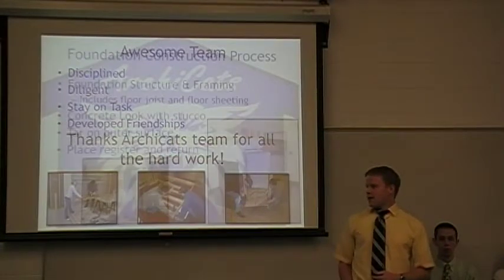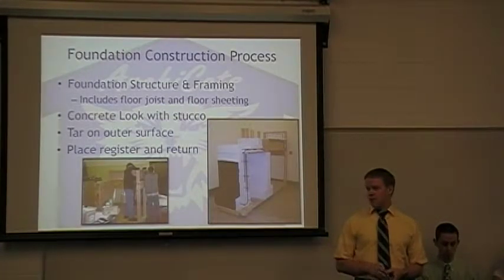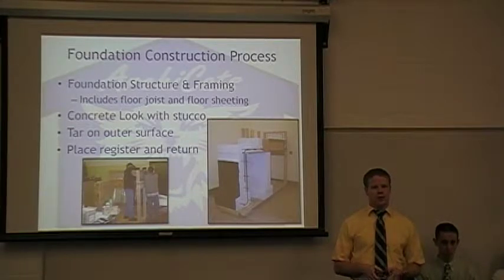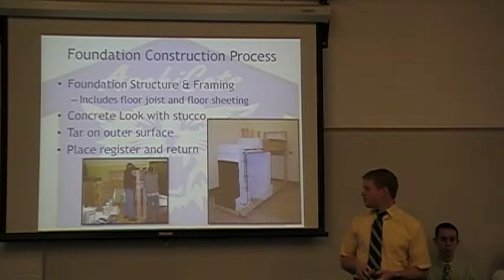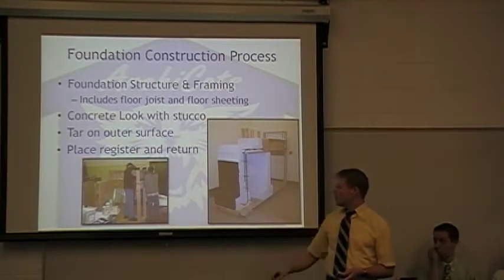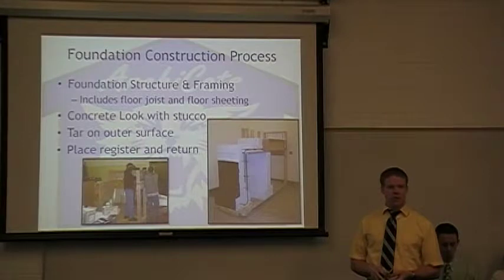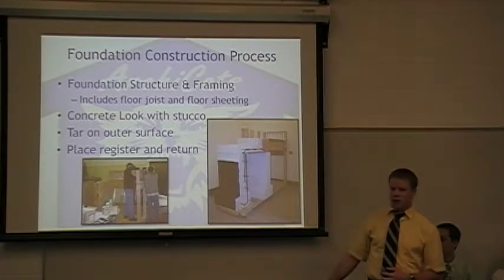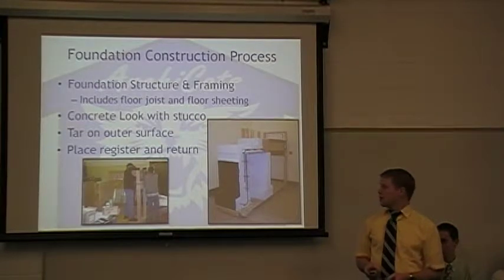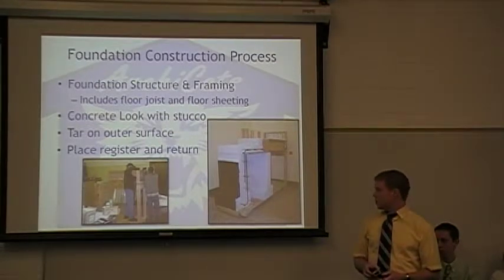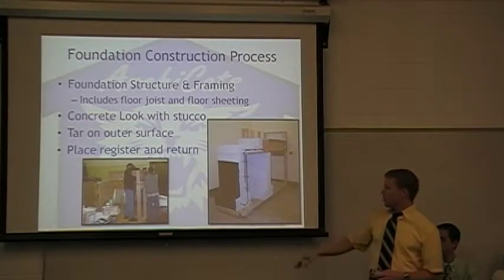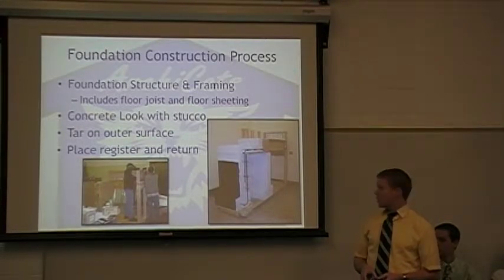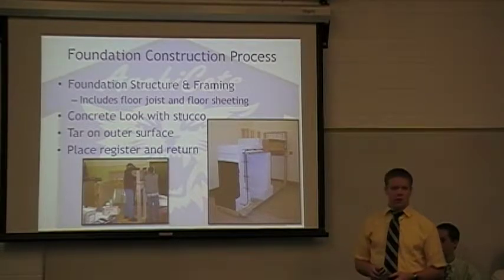The model I had was the foundation model. The construction process for that started with the framing. You can kind of see in this bottom picture the framing of the one wall, the floor joists, and placing the flooring, getting it all connected with the foundation to visually represent how it connects from the foundation to the finished floor. It also consisted of the concrete look, and you can see the tar on the outer edge where the ground is touching the concrete. The finishing touches were a cold air return and a heat register on the flooring.